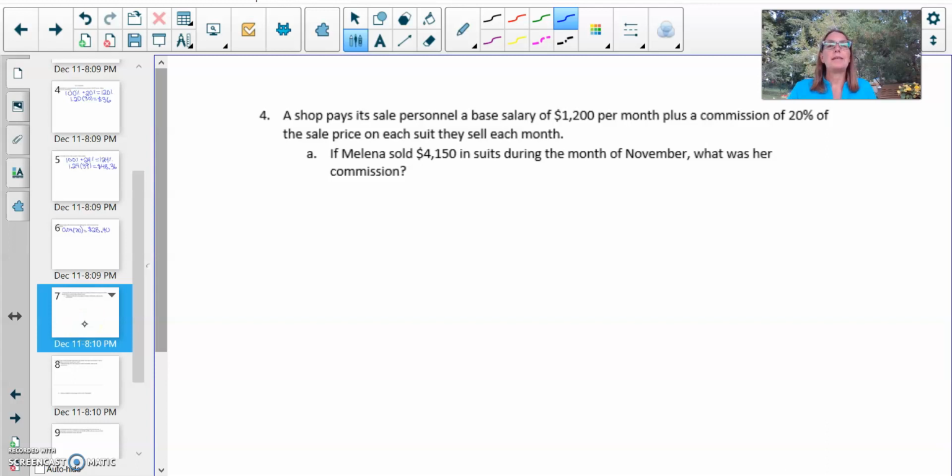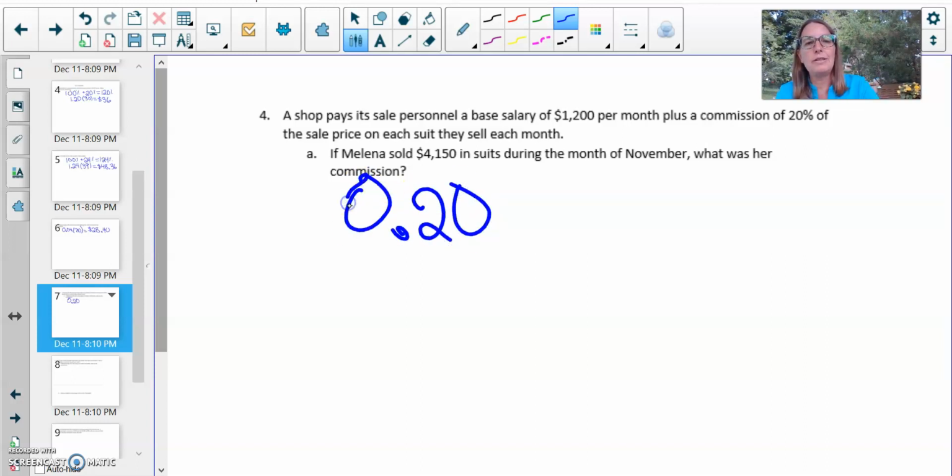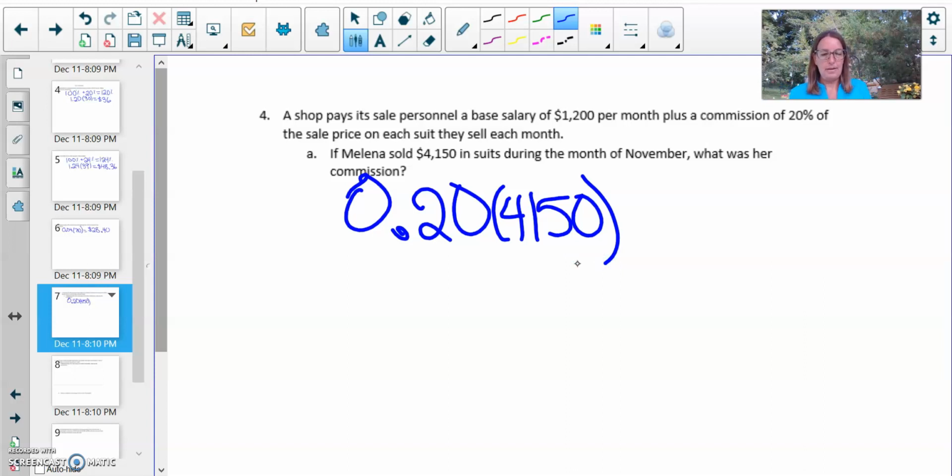Okay. A shop pays its sales personnel a base salary of $1,200 per month, plus a commission of 20% of the sale price of each suit they sell during the month. If Milena sold $4,150 in suits during the month of November, what was her commission? So the amount of her commission, I'm changing 20% to a decimal, so 20 hundredths, times the amount that she sold for the suits, 4,150. So the amount of her commission is $830.